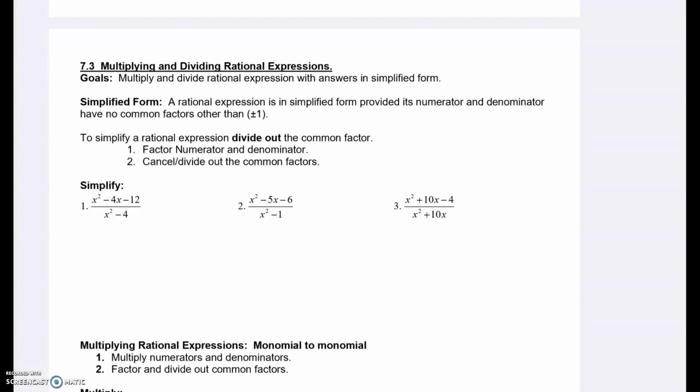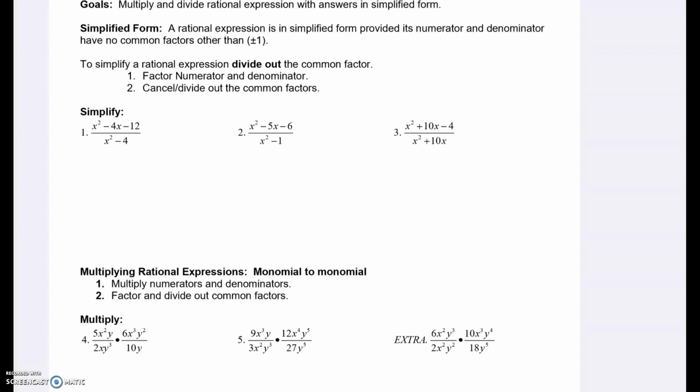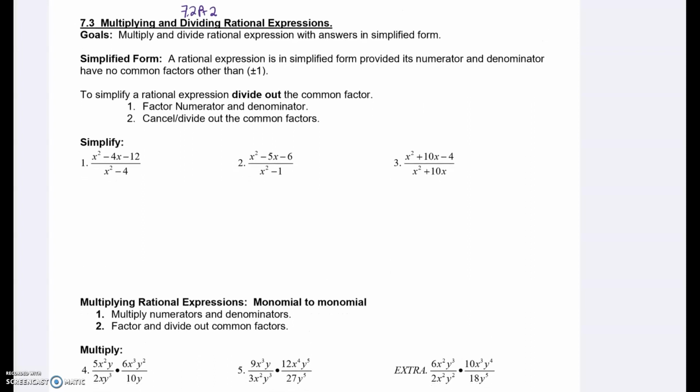7.3 part 1 is multiplying rational expressions. We'll get to dividing in 7.3 part 2. Basically, this section is a whole bunch of factoring and simplifying. So when you see something like x squared minus 4x minus 12 over x squared minus 4, we need to factor the top, factor the bottom, and then cancel out anything that is the same.